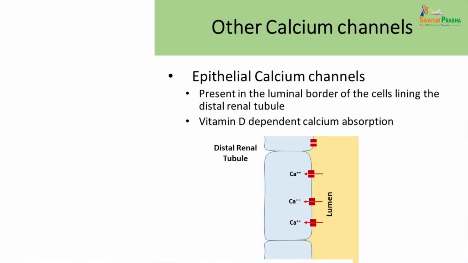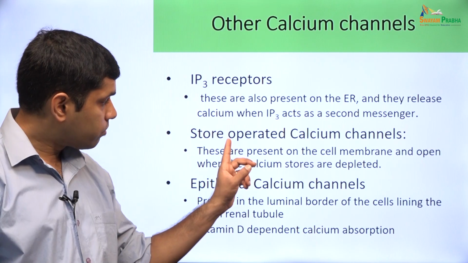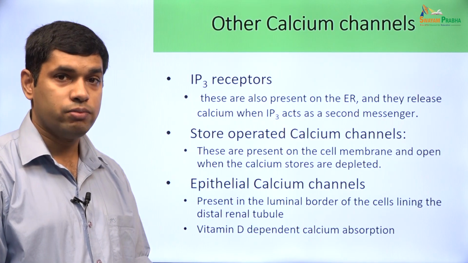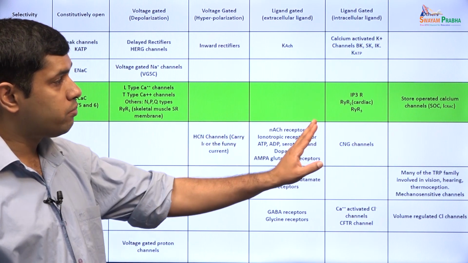Another type of calcium channel very important for maintaining calcium homeostasis is the epithelial calcium channel. These are found in the kidney and in the distal renal tubule, and these are important for the reabsorption of calcium in response to vitamin D. So we've talked about the IP3 receptors, the store operated calcium channels, and the epithelial calcium channels. So with this we have covered the different calcium channels.